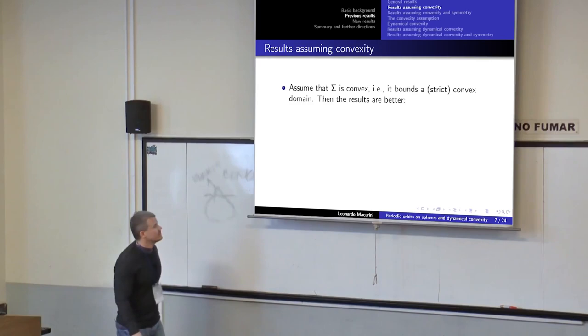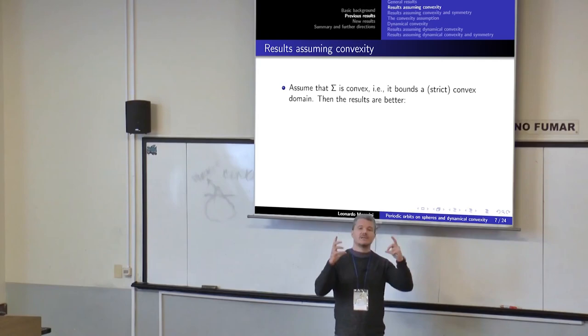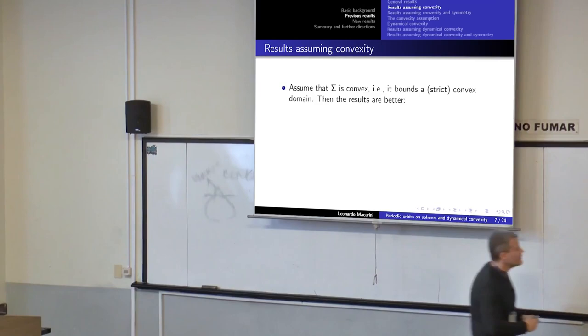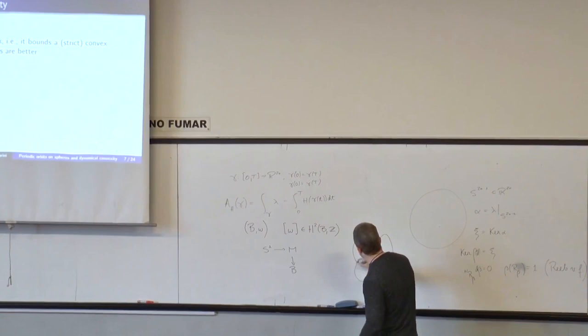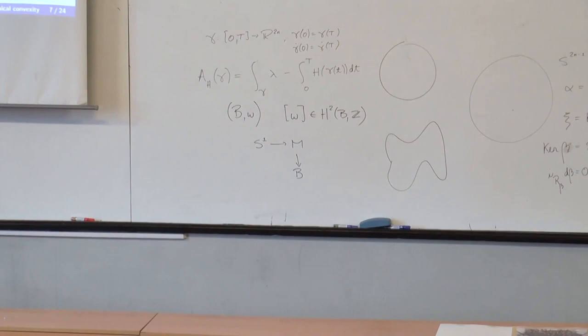Okay, now let's assume something on sigma. Suppose that sigma is convex. What does it mean? It means that it bounds a strictly convex domain. Okay, so it's something more restrictive. So in general, we have a star-shaped hypersurface, right? But now suppose you have something convex. Okay? Then in this situation, the results are better.